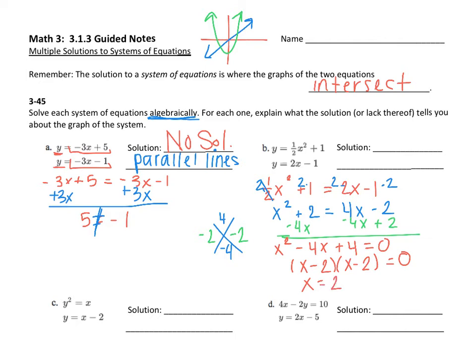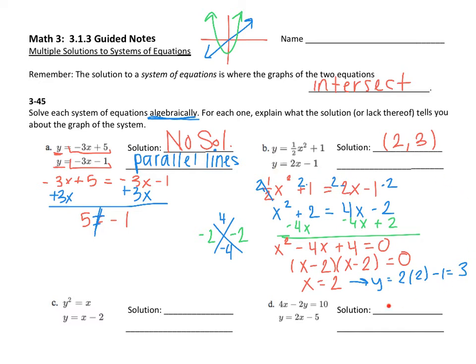So this is only part of my solution because this is the x coordinate for where my two graphs intersect, and I still need to find the y value. So I would plug this x coordinate into one of these equations up here. I'm going to stick with that bottom linear equation because it's just a little easier to plug in 2 to that. So y would equal 2 times 2 minus 1, which is 3. So my final solution is (2, 3). That is where these two graphs intersect. It is the solution to the system.